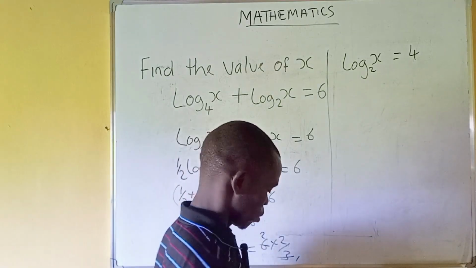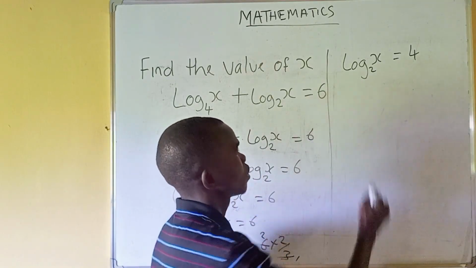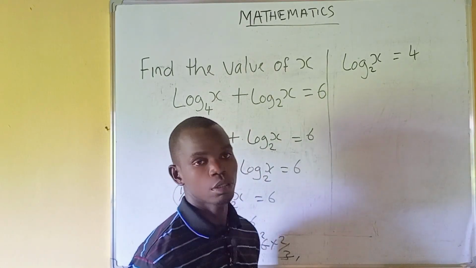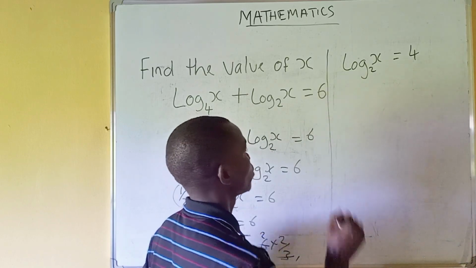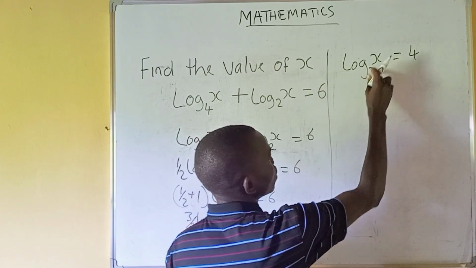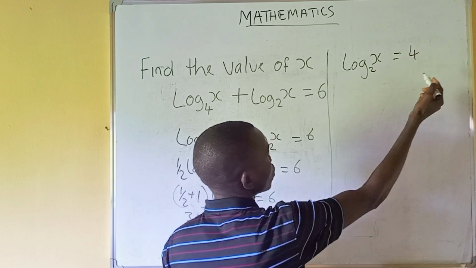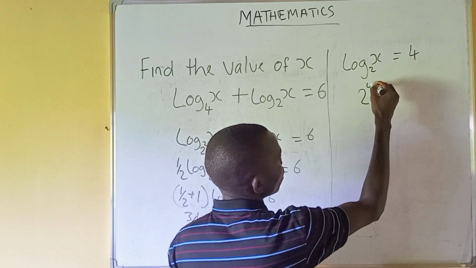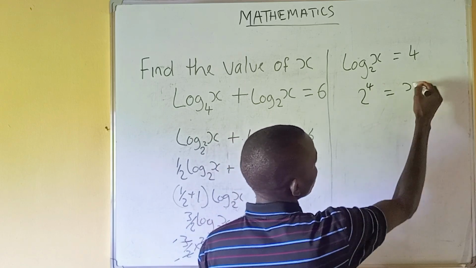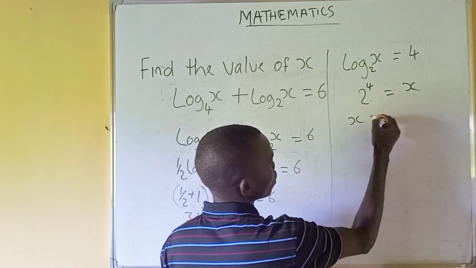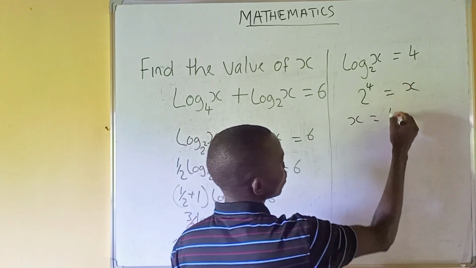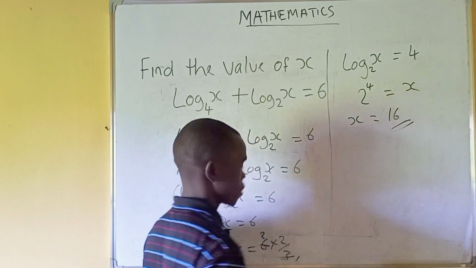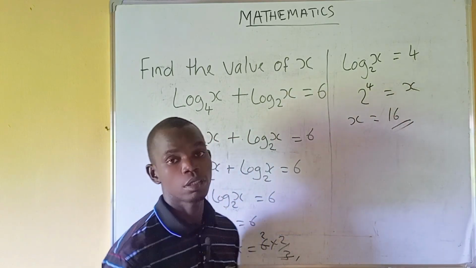So from here, we can convert this log to indices, which will now be this base transferred to the other side to raise this 4. To remove this log will now be 2 raised to the power 4 equals s. So s will now be 2 raised to the power 4, which is 16. That is our answer to this question.